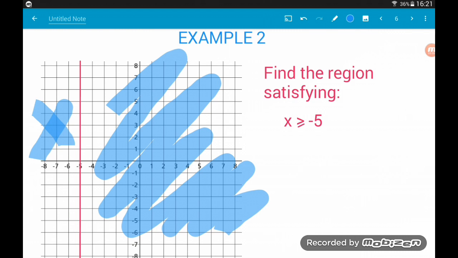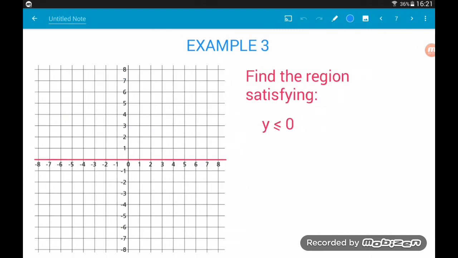Cool. Okay, let's look at a couple of y inequalities. Find the region satisfying y is less than or equal to 0. We want to plot the line y equals 0, which remember is just the x-axis. Again, it's an or equal to inequality, so y is allowed to equal 0, so we use a full line. Now we want y to be less than or equal to 0.